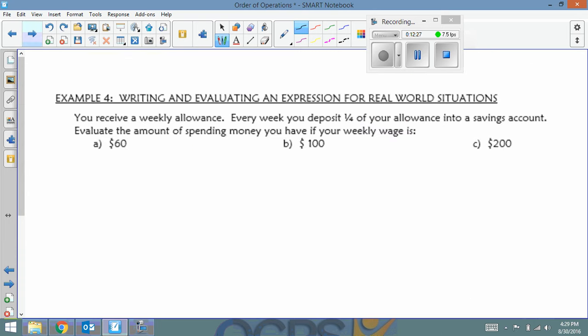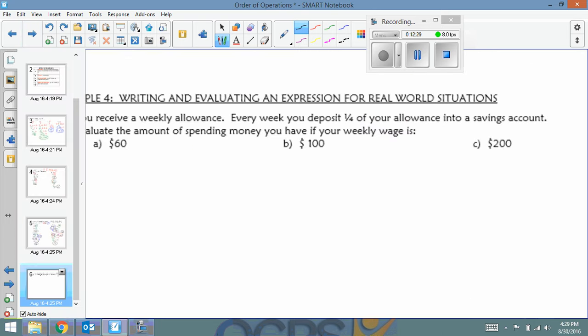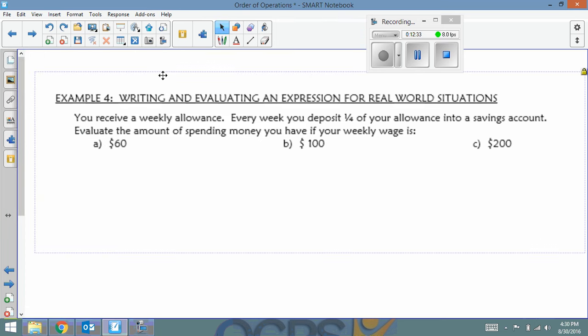And then the last slide we have here in our notes today is how to write and evaluate an expression in real-world context. Okay. It says you receive a weekly allowance. Every week you deposit 1/4 of your allowance into a savings account. Evaluate the amount of spending money you have if your weekly wage is blank. So here we have a weekly wage of $60.